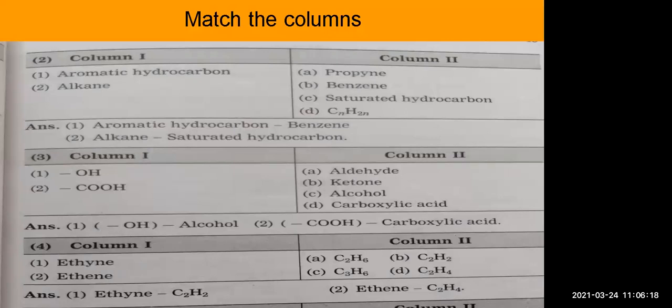Okay, then comes the match the columns. Now column 1 and column 2 are given to you. From column 1, 2 questions are asked, and in column 2, 4 options are given to you. You have to select the right one.